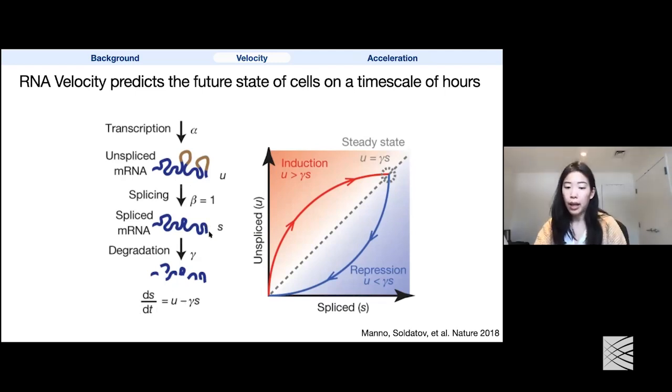So at steady state, when you have constant transcription and no change in your spliced RNA, so dS/dt equals 0, you can think about this as u equals gamma s. And this gamma can be considered a sort of slope that contains all of the degradation and splicing rate information and any other variables like intron and exon lengths.